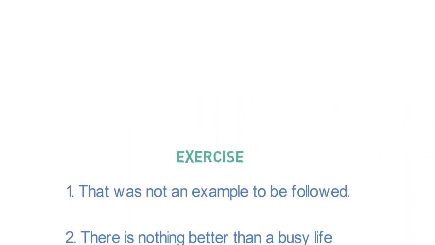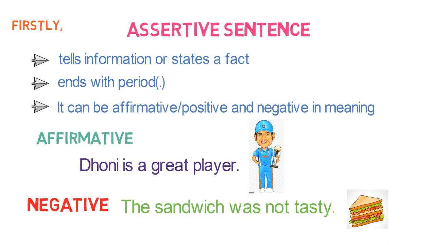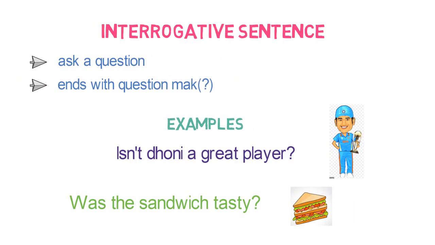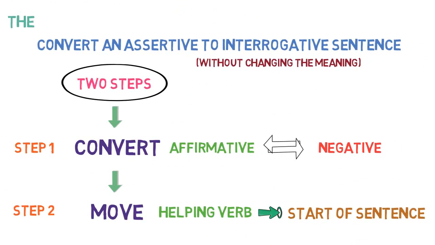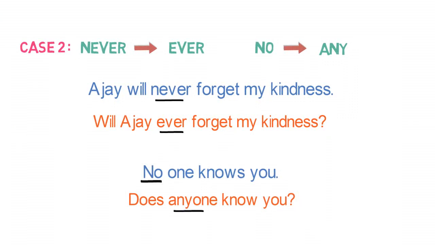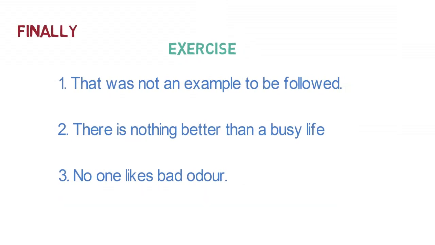Let's quickly revise what we learned in this lesson. Firstly, we understood what is an assertive sentence and interrogative sentence. Assertive sentence tells information and they end with a period. Interrogative sentence asks a question and they end with a question mark. Then we understood the conversion from assertive to interrogative sentence. The conversion involves two simple steps. Step 1. If the sentence is in affirmative or positive form, convert it into negative. And if it is in negative form, then convert it into positive. And step 2 is to move the helping verb to the first position in the sentence. Then we understood different cases. And finally, I gave you an exercise where you need to convert an assertive sentence to interrogative sentence.